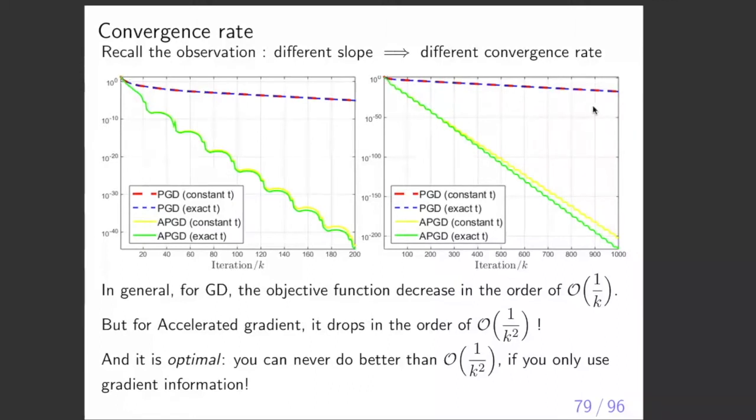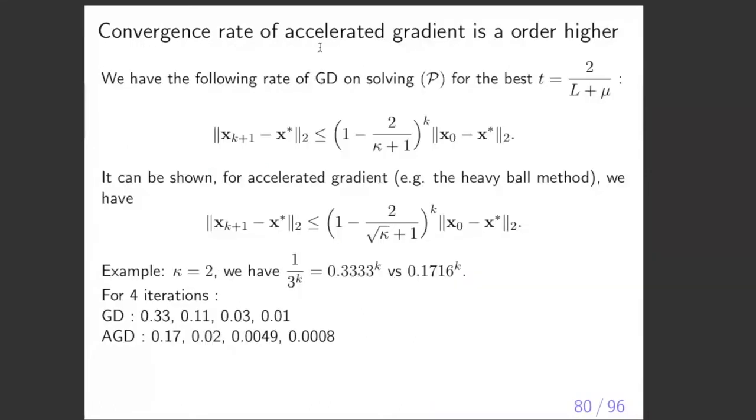So this is sublinear. And if you express the convergence rate in terms of the number of iterations k, gradient descent will converge in this fashion, and accelerated gradient descent will converge in this fashion. And here's the amazing fact. This is actually the optimal rate. That means you can never run faster than accelerated gradient. Let's talk about the convergence rate for problem P. Now for accelerated gradient, this kappa becomes square root of kappa.